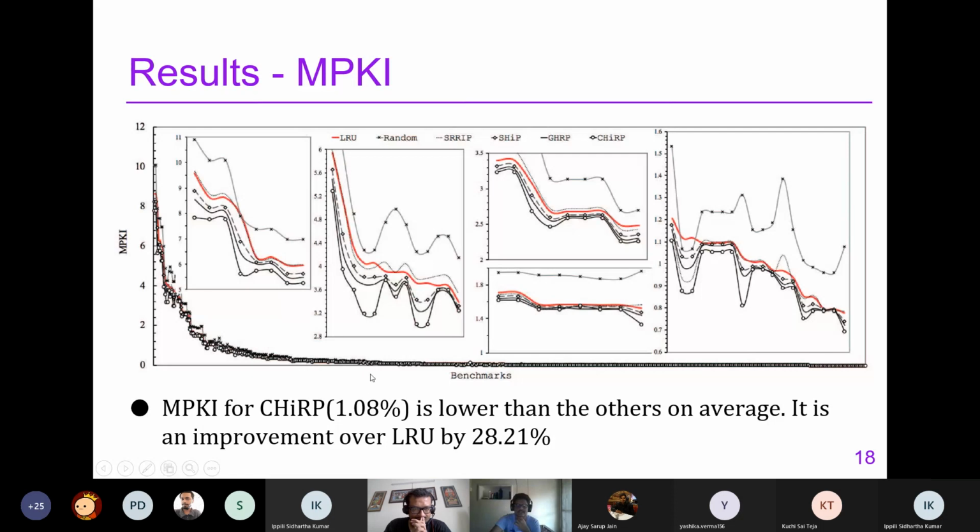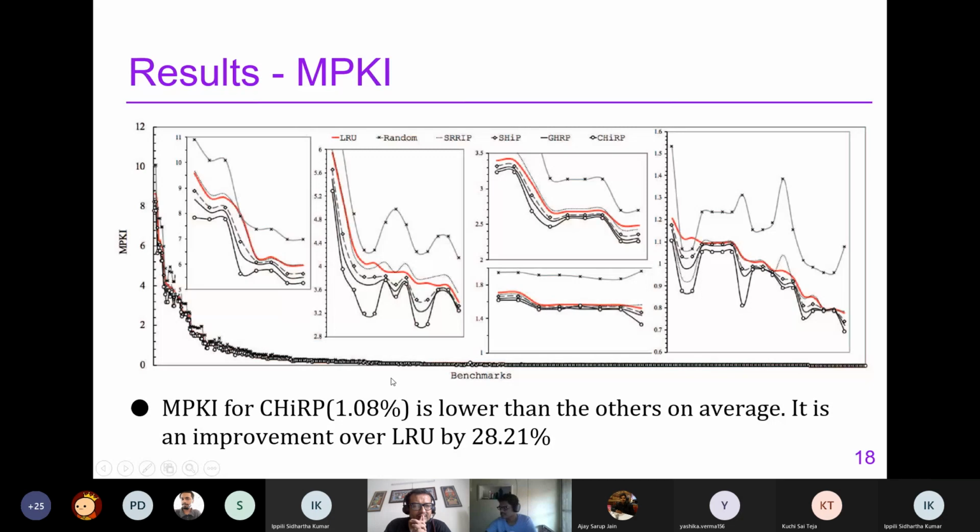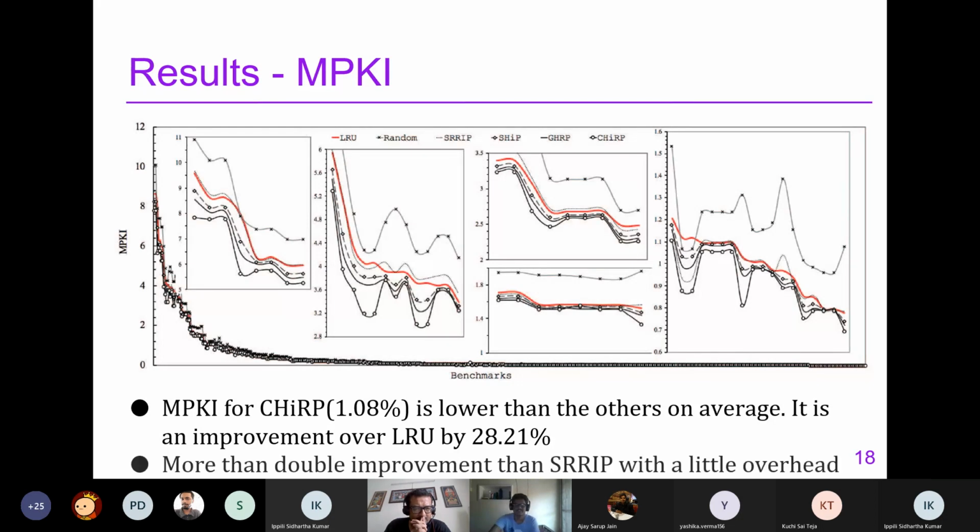1.5 MPKI. And 1.5 MPKI, what does it mean? MPKI is just a ratio, right? Yeah, sorry, 1.5. It is just mentioned as 1.5 in the paper. My bad. And it is more than double the improvement of SRRIP, with little overhead.